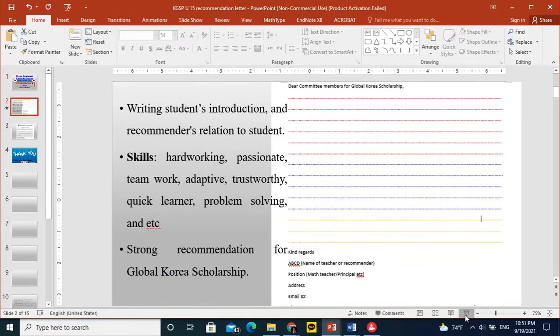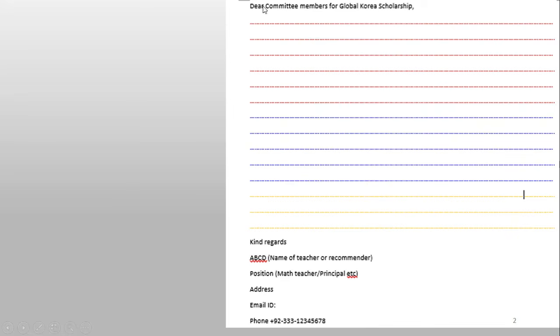This will be the simpler pattern of your recommendation letter. He will write, Dear committee members for Global Korea Scholarship, and this is the authority he wants to start with. And then here he will write the introduction, his relationship with you, and the position he holds in the school or college. And then he will write about you, that you were one of the students in the class, or that he is mentoring you during this year or something.